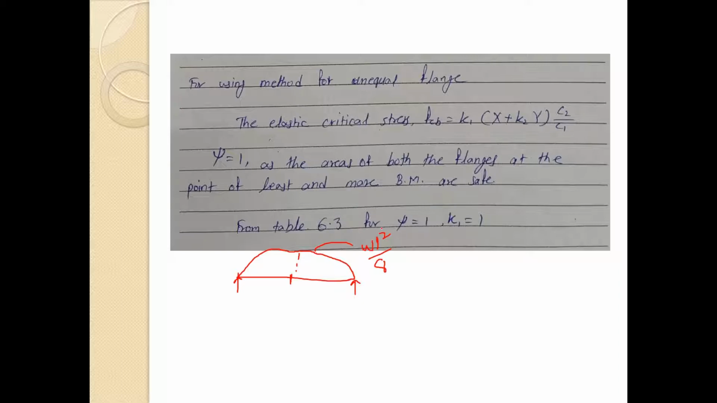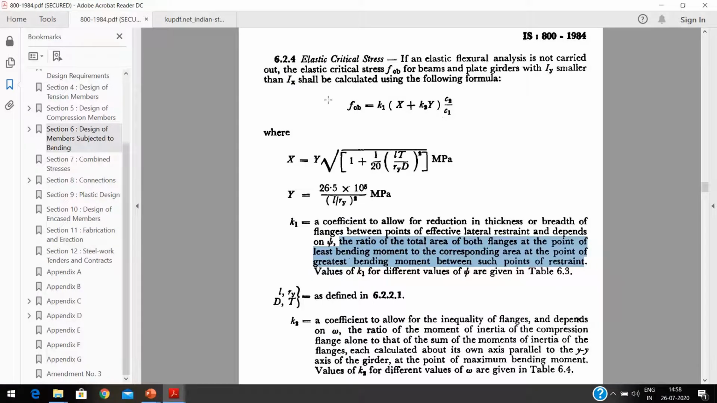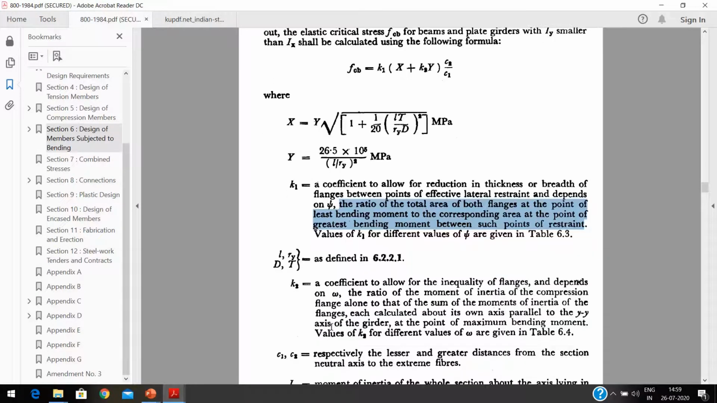So from this table number 6.3, we'll get for Za equals to 1, K1 equals to 1. Now, W is equal to 1 by 2. So what is this? That is omega, not W, that is omega. So this K2, the coefficient allows the inequality in flanges and depends upon the omega. Omega is the ratio between the moment of inertia of the compression flange to the sum of the moment of inertia of the total flanges.